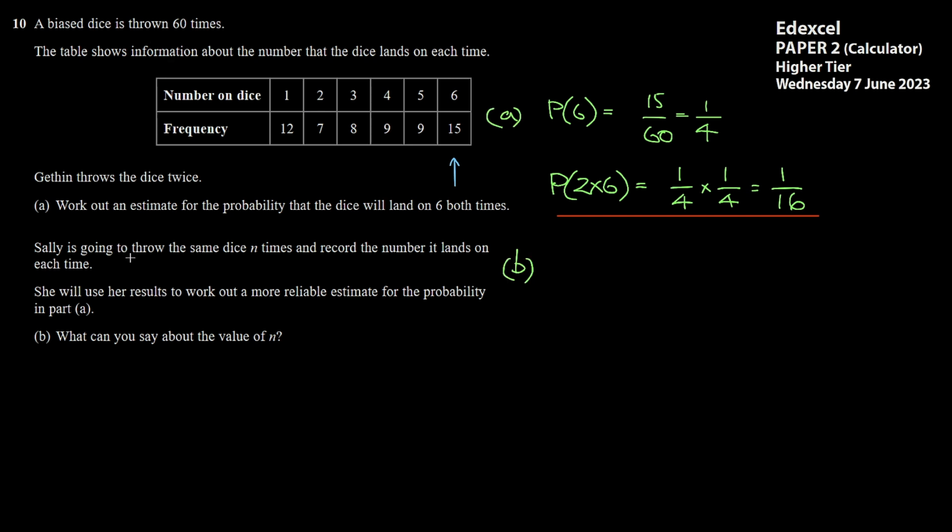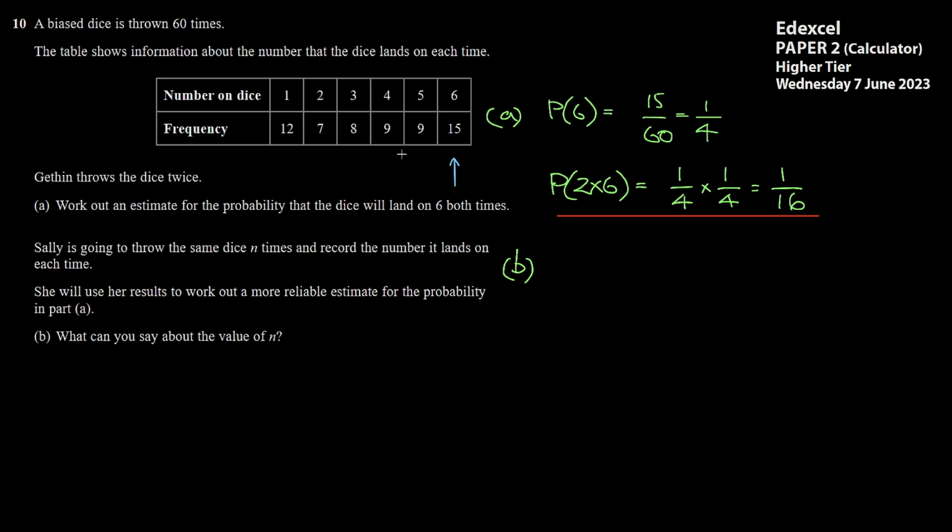So in part B, we're asked a supplementary question. The dice is going to be thrown another n times, and Sally is going to use her results to work out a more reliable estimate for this result of 15 out of 60 throws. So what can you say about the value of n?